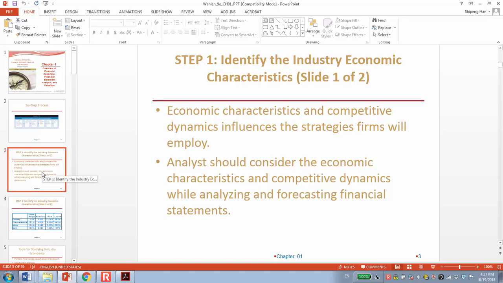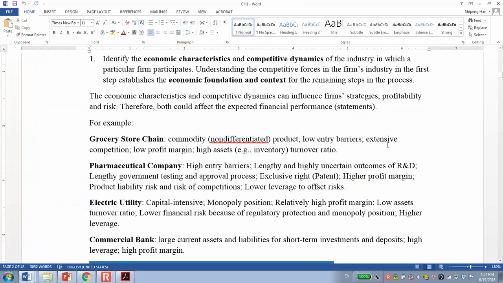Next, why is the industry economic characteristic so important? Let me give you an example in my note. Here there are 4 different industries: grocery store chain, pharmaceutical company, electric utility, and commercial banks. They are totally different companies from 4 different industries.